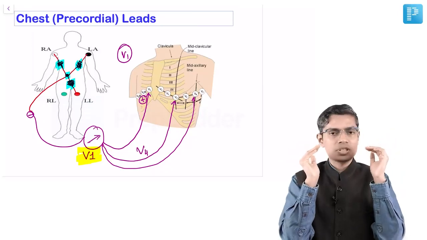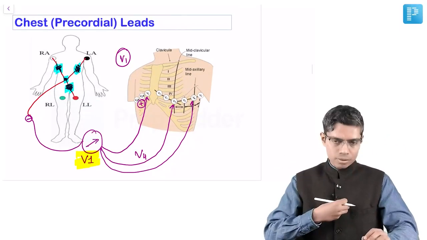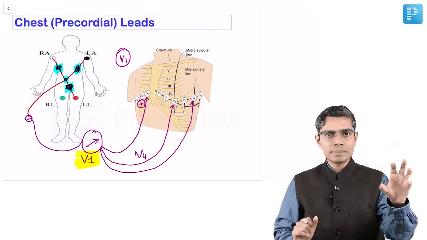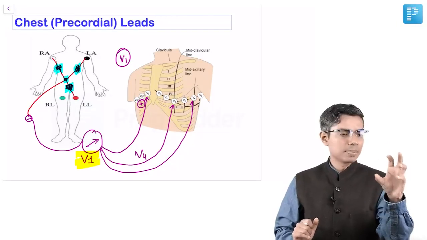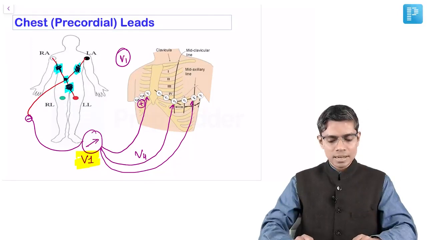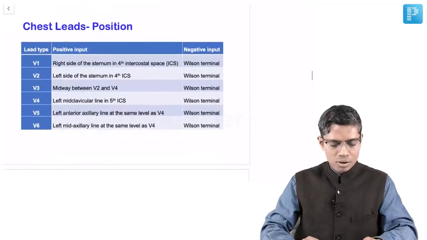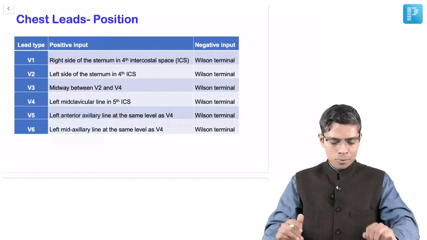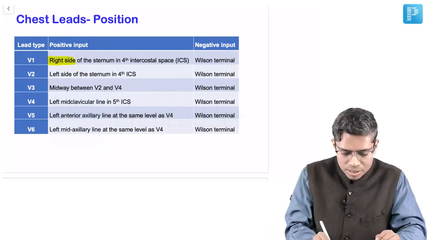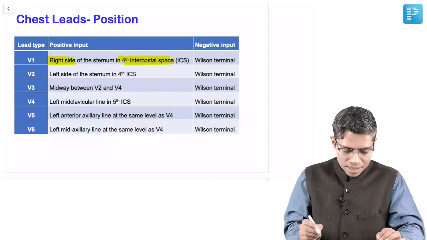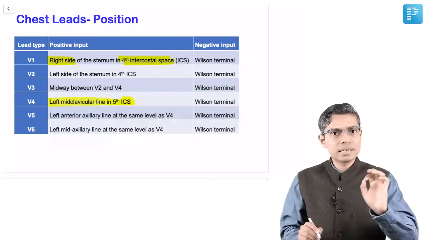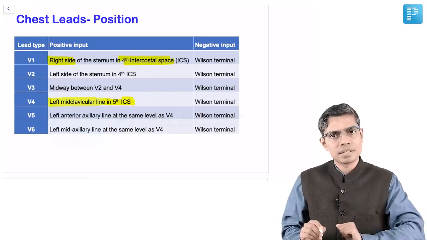So getting my point? Chest leads mean the active electrodes are placed in different locations on the precordium, and the indifferent lead is placed at the central terminal of Wilson, right? So you have to remember the location of these various chest leads. I am not taking much time here, all of you know this. V1 is the right side of the sternum, 4th intercostal space, right? And V4 is the left mid clavicular line, 5th intercostal space, that is the position of the apex beat, right?